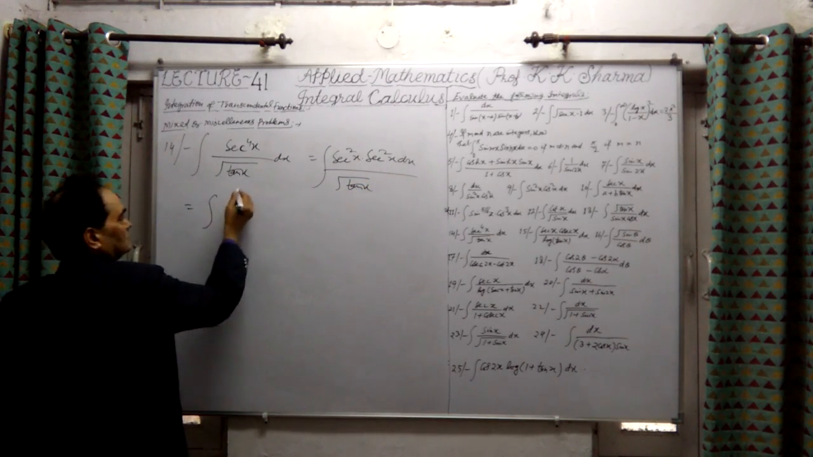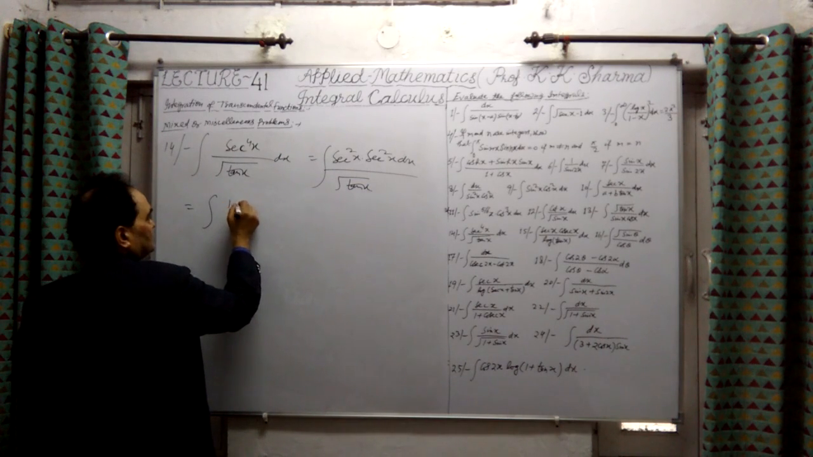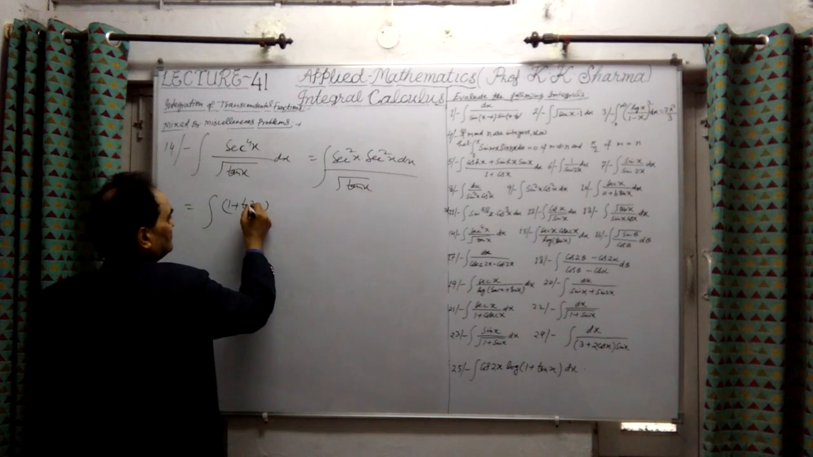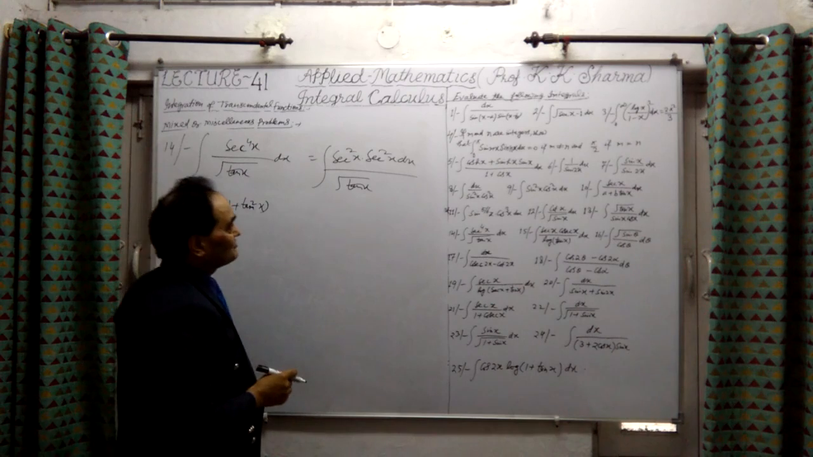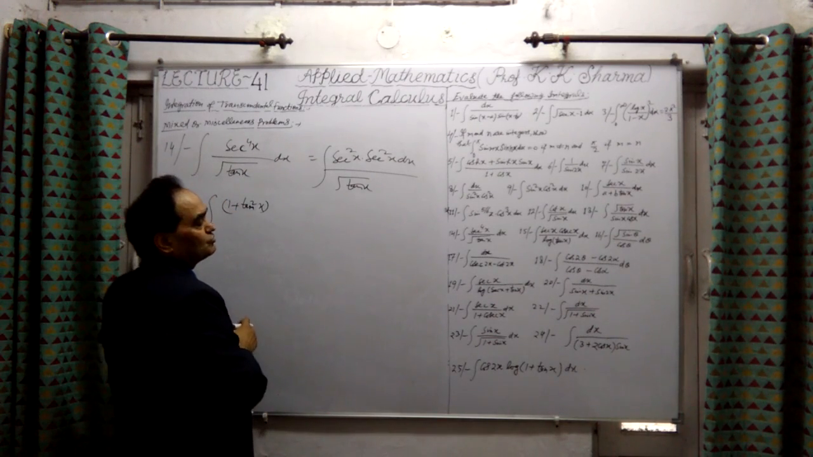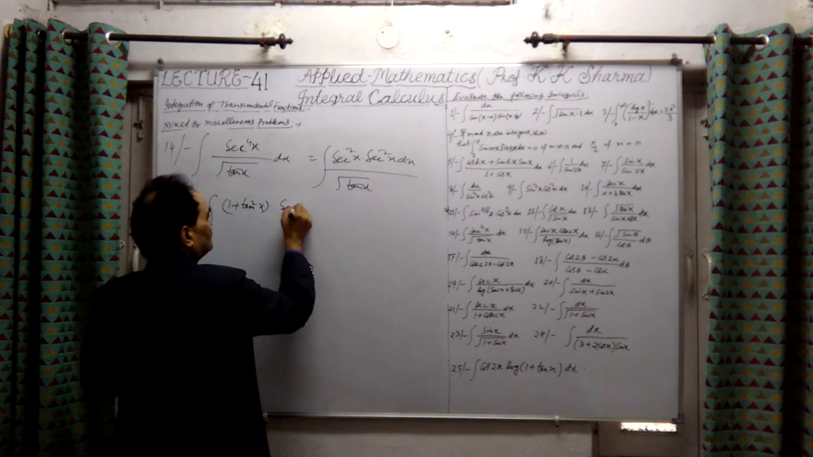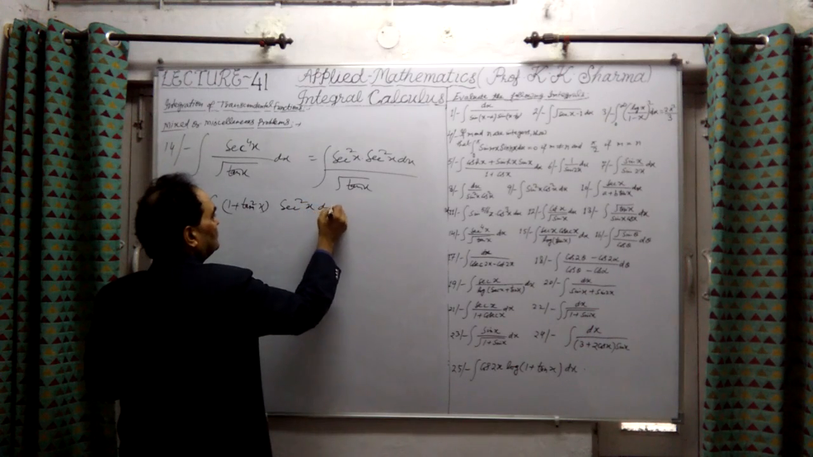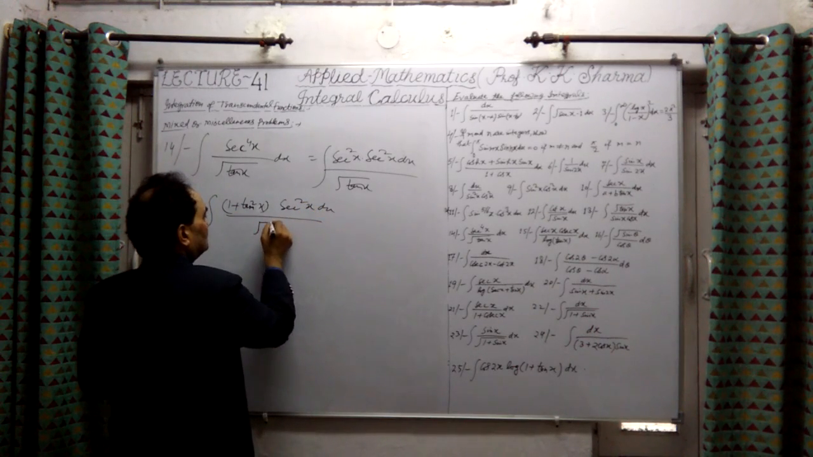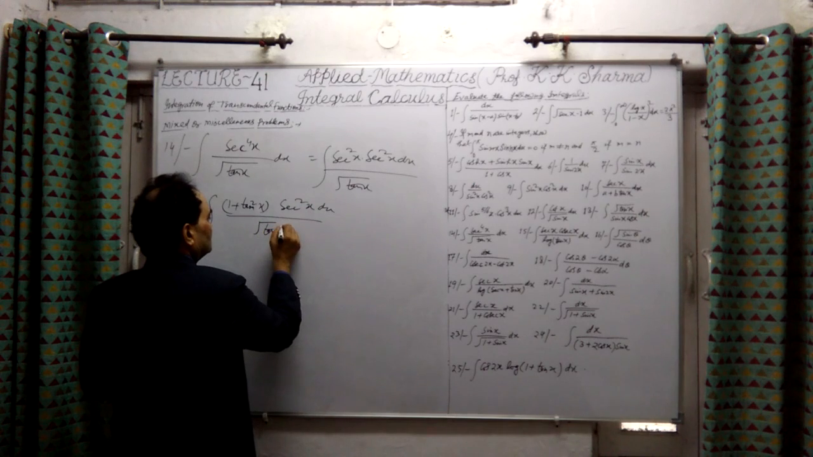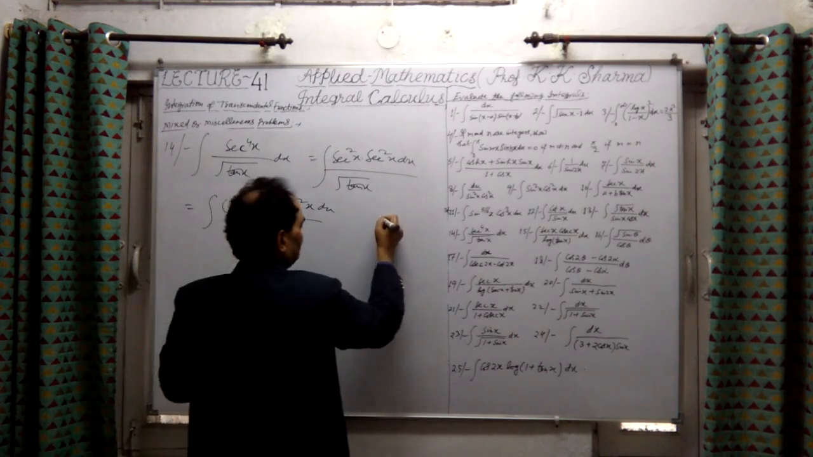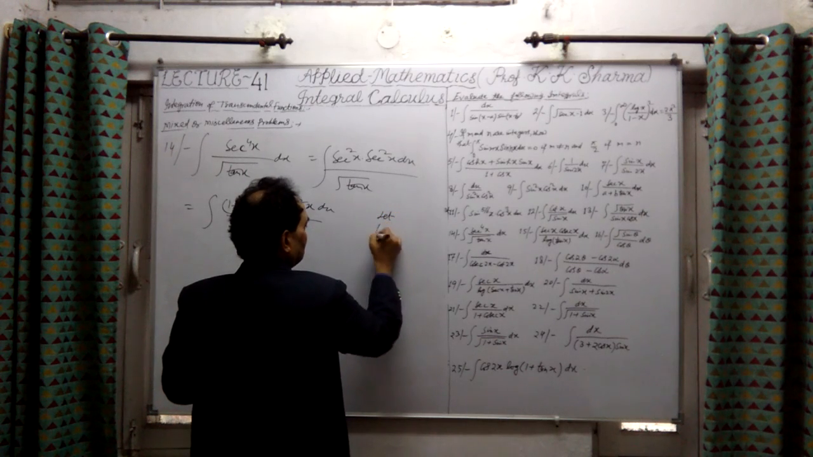Okay, so sec²x can be written as 1 plus tan²x. Sorry, 1 plus tan²x is sec²x. So this is 1 plus tan²x into sec²x into dx divided by under root tan x. Now, if I substitute tan x equal to t, let tan x equal to t.